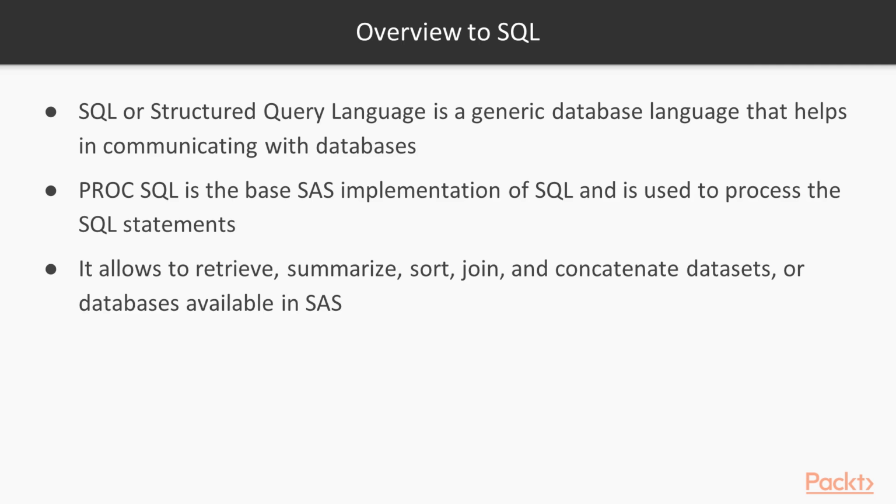It basically allows us to retrieve, summarize, sort, join, and concatenate datasets or databases available in SAS. So as we have seen earlier, we have different functions as well to do these kind of concatenations and summarizing or retrieving data from the datasets. But when we use proc SQL, it makes it very easy. Within maybe one query consisting of 1 or 2 sentences, we can get this information very quickly and easily through proc SQL. So we don't have to write various data steps and various functions and statements to get those results.